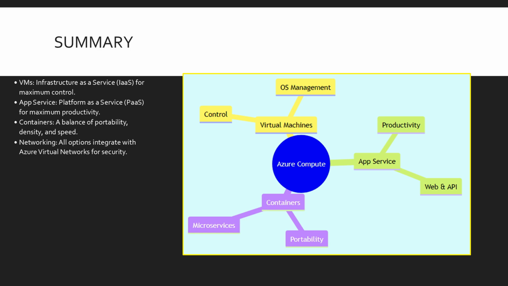The final mind map centers on Azure Compute. It branches into the 3 main pillars we discussed. Virtual machines are linked to control and OS management. App Service is linked to productivity and web/API. Containers are linked to portability and microservices. This provides a mental snapshot of the core value proposition for each service.